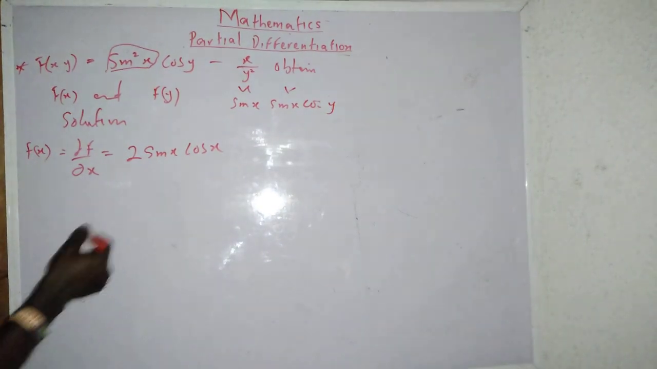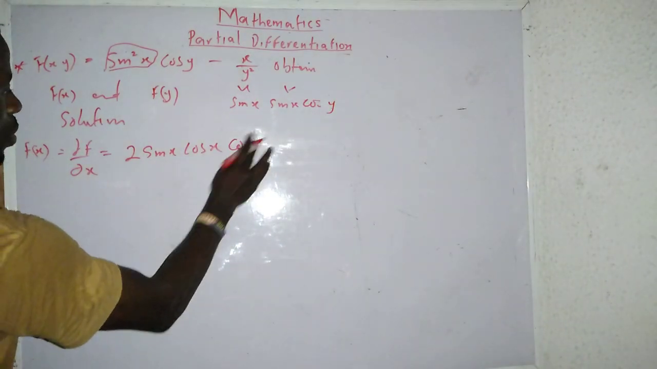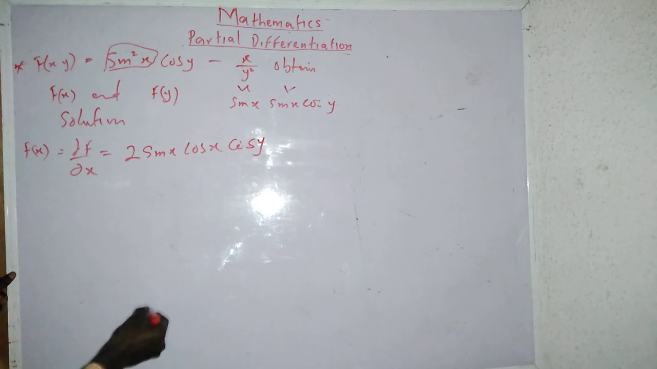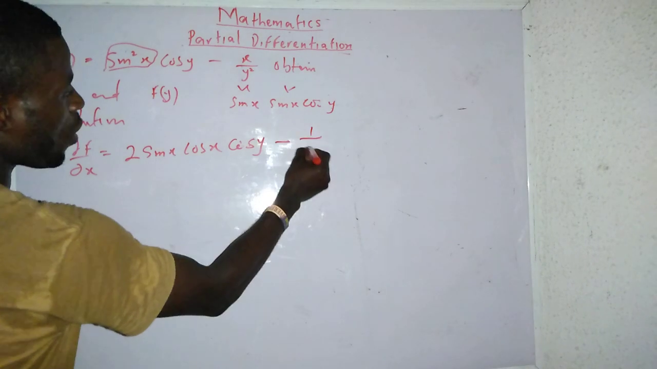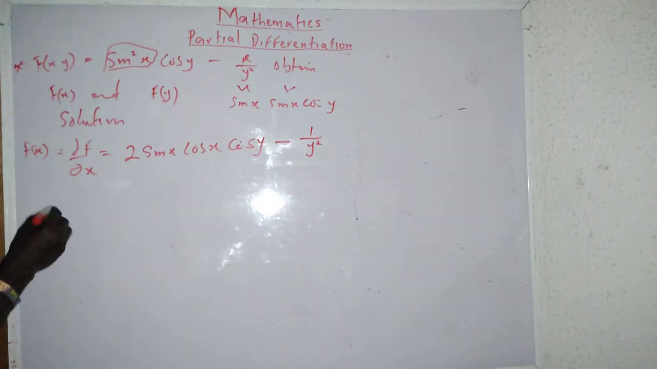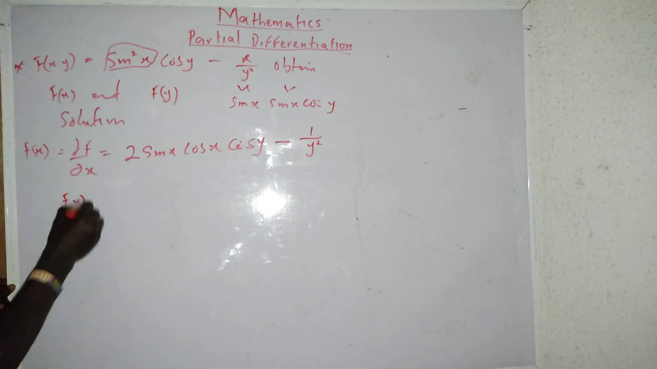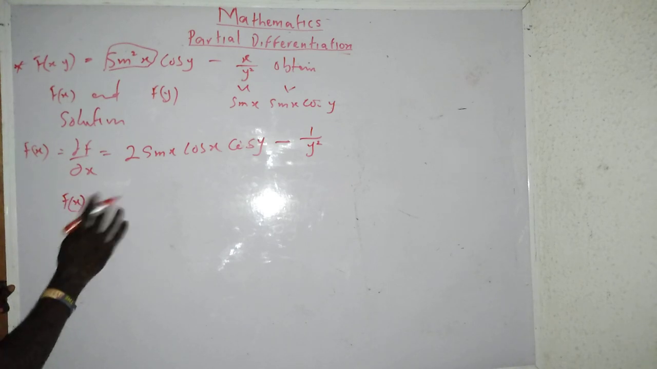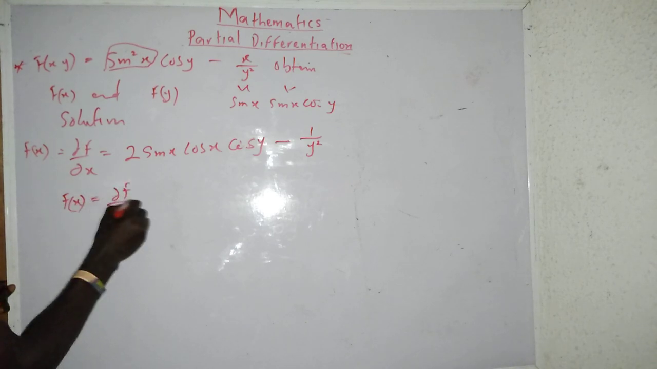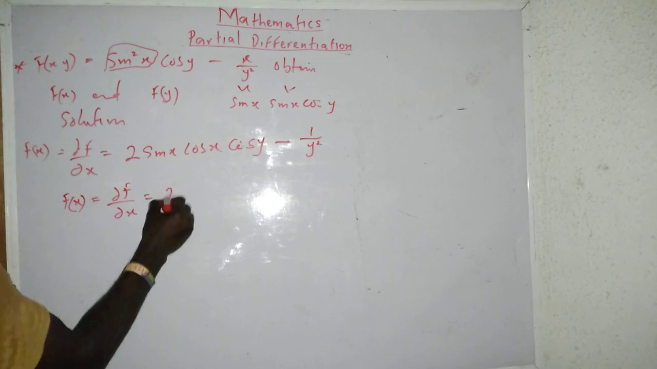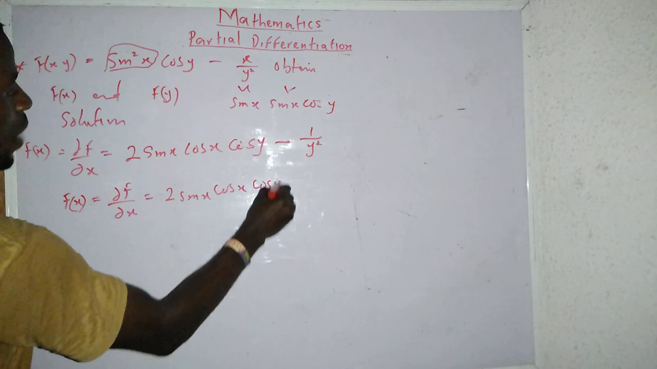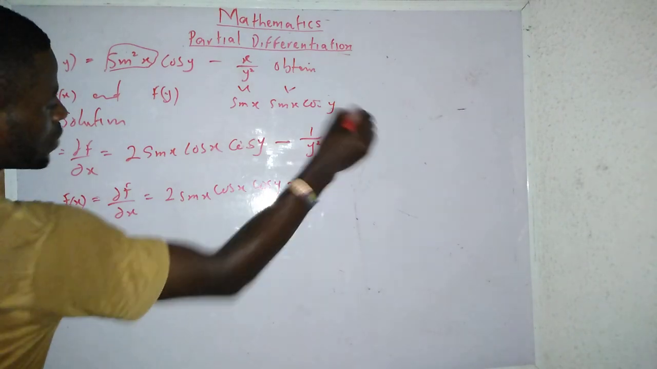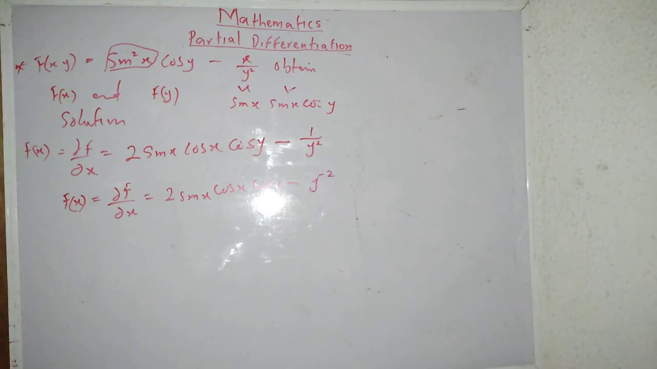This is y. I will be having cos y. Now, minus, I want to consider only x. When you differentiate this one, I will have 1 all over y squared. Which I can now see that my f of x, which is also known as the partial of x, is equal to 2 sine x cos y minus y inverse cos. Now, that is my answer for that.